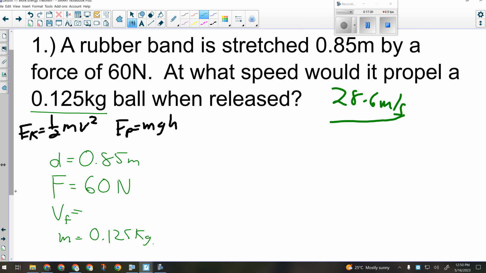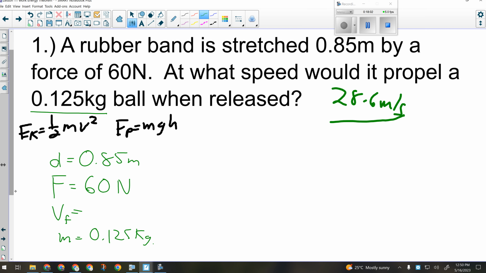So without even looking at the context of the question, those are the three things the question gave me. Okay, now let's look at the context of the question. A rubber band is pulled backwards by a force. What have I done if I have stretched a rubber band? You've done work. I've exerted a force through a distance. I have put elastic potential energy into that rubber band.